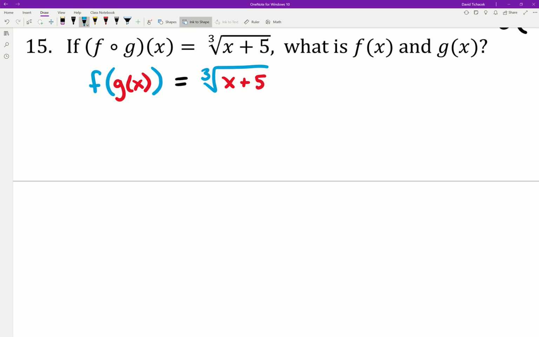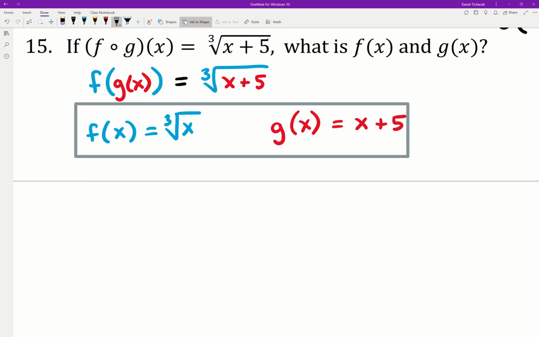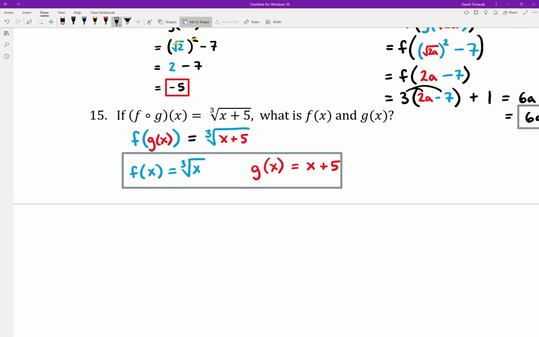So one way that I could interpret this is by saying that f of the input is equal to the cube root of the input. And then I could say separately, my g machine is g of the input is equal to the input plus 5, right? And so it's just taking a look at what you have and looking at it as what is my innermost machine and what is my outermost machine. But this would be an example of how to decompose a composite function.